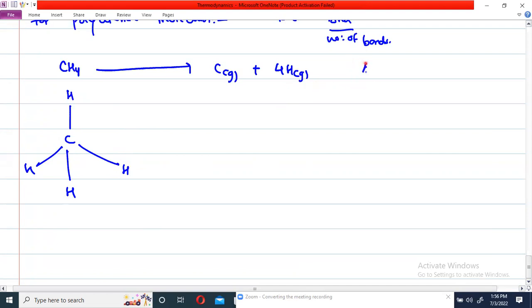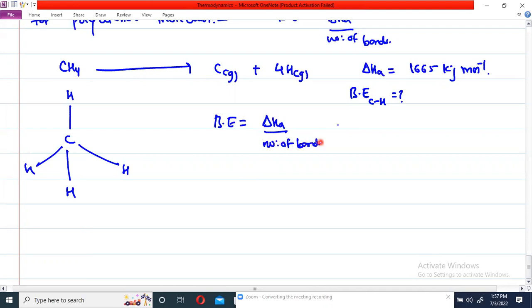Actually, in this case, they have mentioned heat of atomization is 1665 kJ per mole. That value they give, and they are asking to calculate the bond energy of carbon to hydrogen. See with a simple formula. It is a polyatomic, meaning atoms more than 2, 4 hydrogen, 1 carbon. So our formula is bond energy equals heat of atomization divided by number of bonds. What is the heat of atomization? 1665. And number of bonds is how many? 4. CH one bond, CH one bond, 3, 4. And by solving, you'll get the answer, the bond energy of carbon to hydrogen.